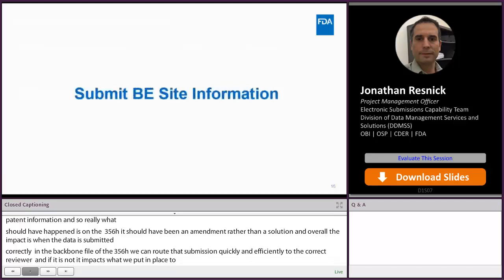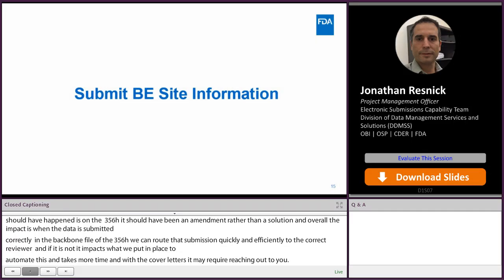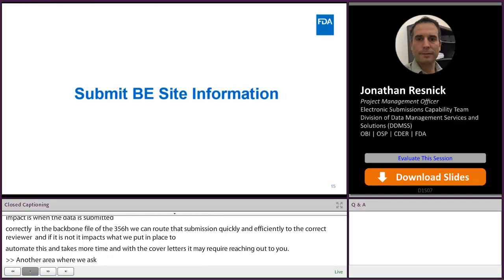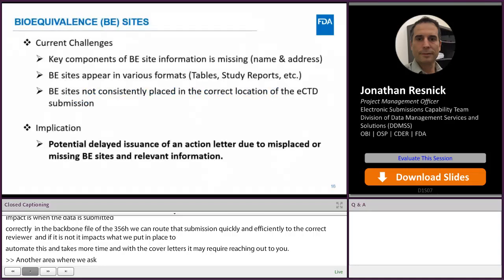Another area where we ask for your help is when you submit the eSite information. This has been a challenge for us over many years. We started outreach, I guess, probably about 2 years ago, and it's been working. We have seen improvement, and so we continue to include a couple of these slides in our presentations.